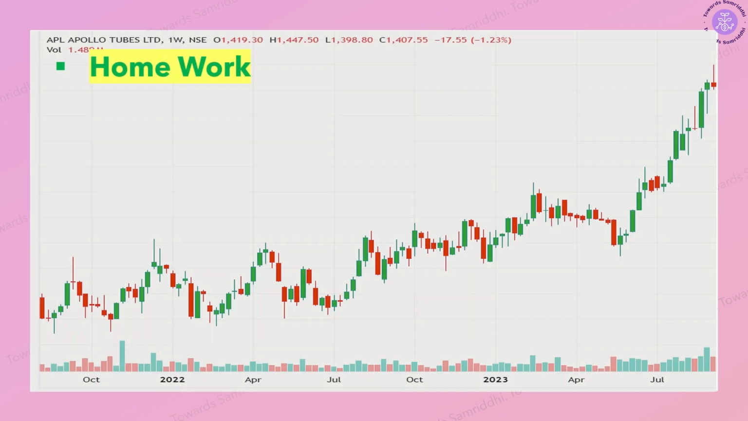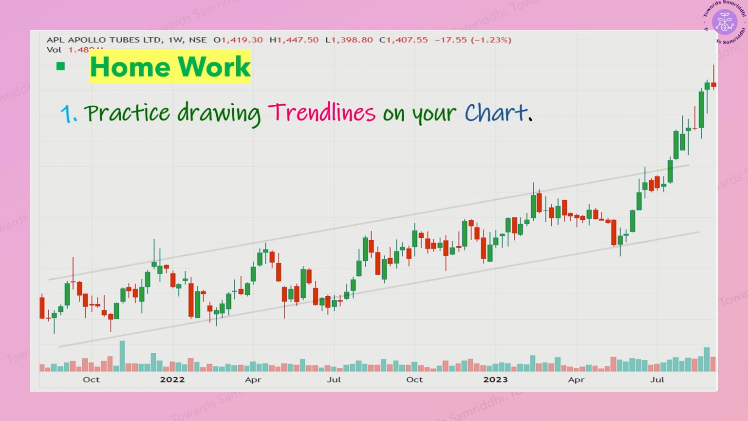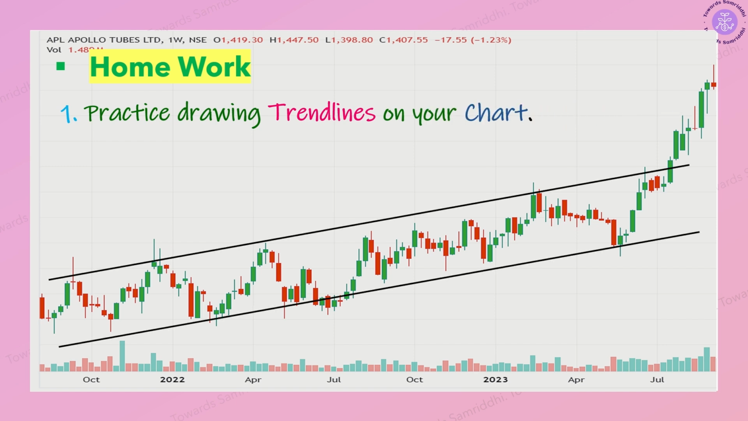As we wrap up this episode, practice drawing trend lines on your charts. Start paper trading by buying when the price begins an impulse move from the lower trend line and selling when it touches the upper trend line.